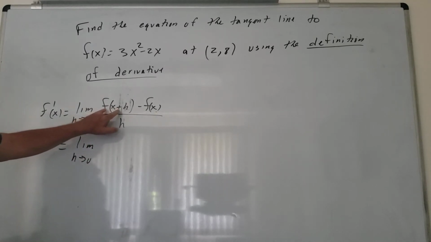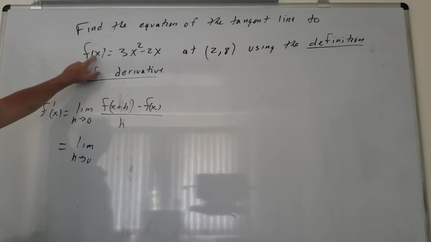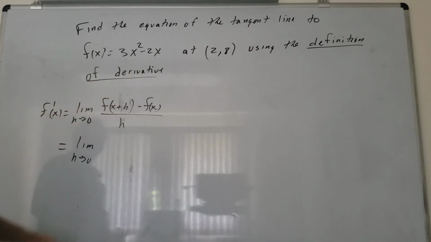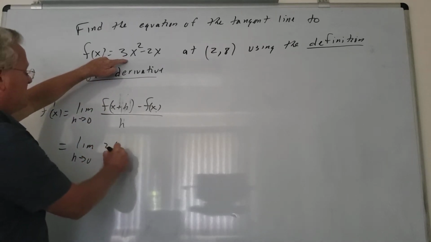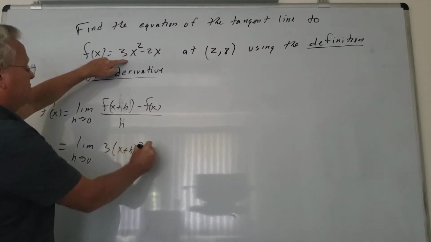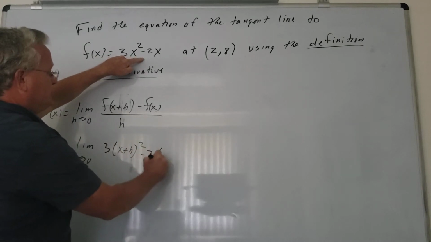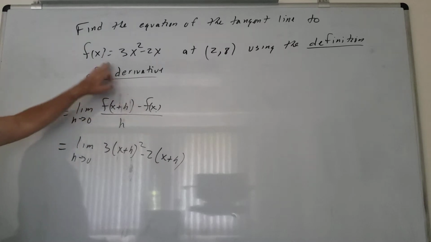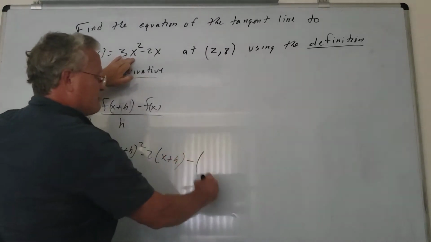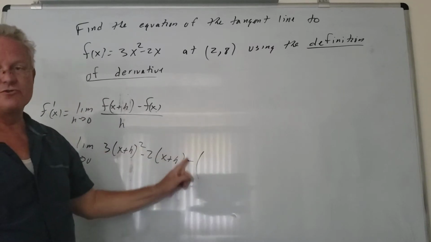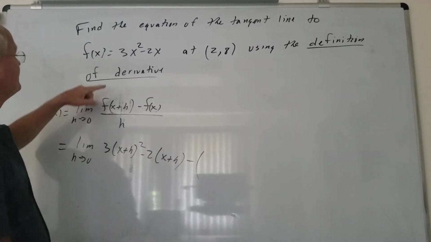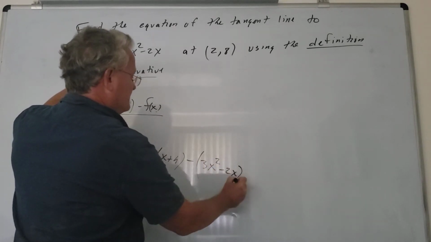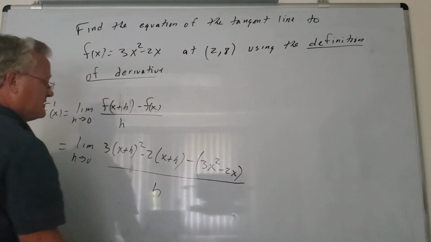F of x plus h, this notation means we go back to f, and everywhere there's an x, I plug in x plus h. So we get 3 times the quantity x plus h squared minus 2 times x plus h. From this, we subtract f of x. This is f of x. Make sure you use parentheses here, because if you don't, you're going to get a sign error. So we're subtracting f of x, which is 3x squared minus 2x. And then this whole thing is over h.